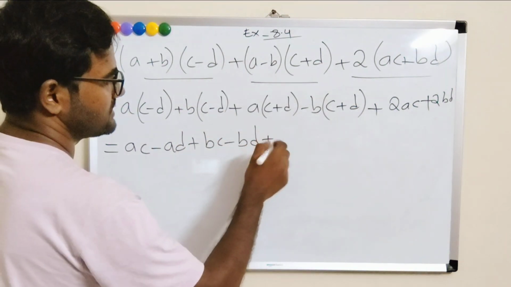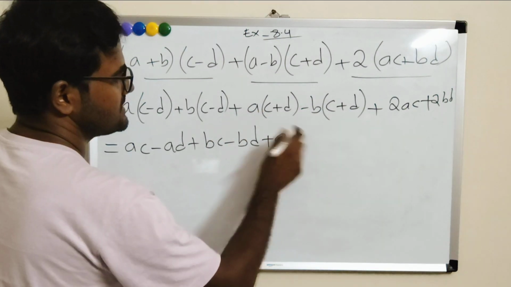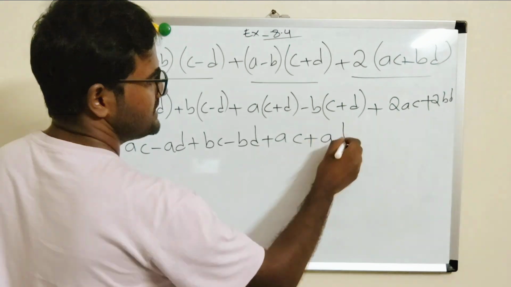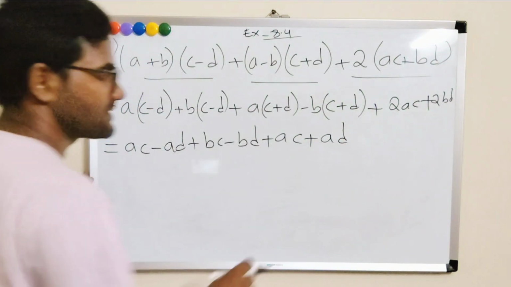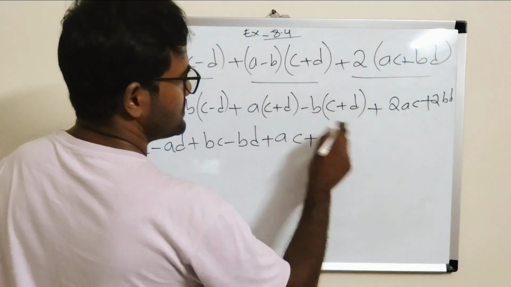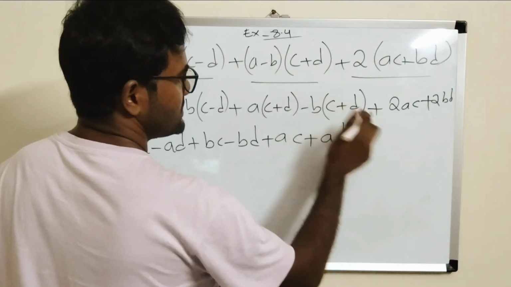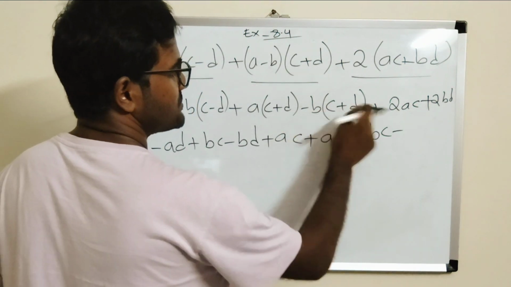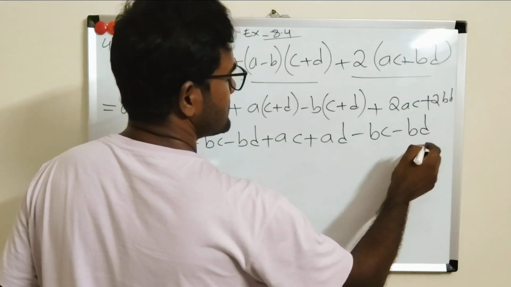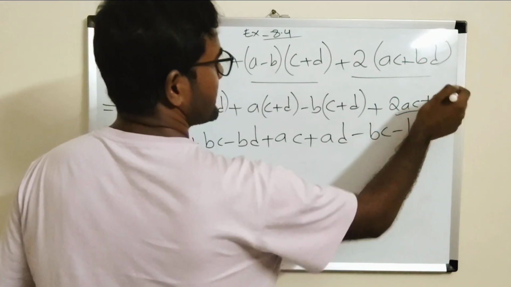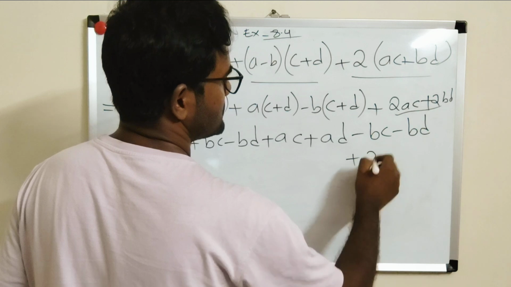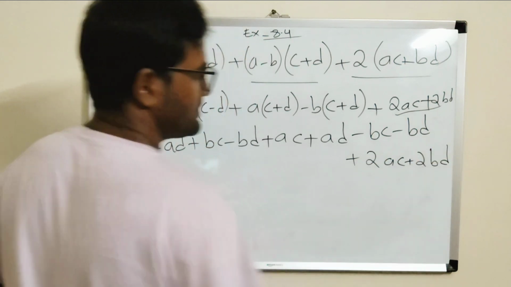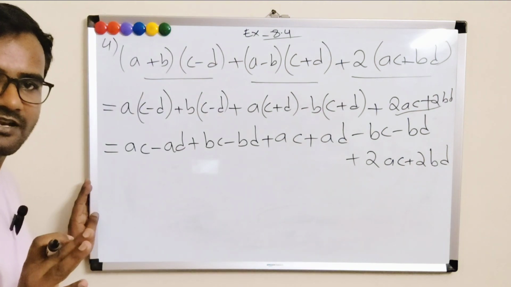Then now we'll bring this one here. So A into C is again AC, then plus into plus is plus, then A into D is AD, right? Then this is done. Now this one. So minus into plus is minus, then B into C is BC, then minus into plus is minus, then B into D is BD, right? Now this thing we will write as it is, right? It is plus 2AC plus 2BD. All right, this much is clear.